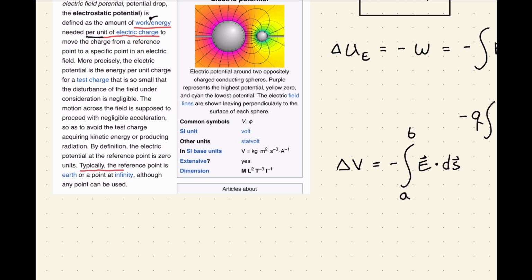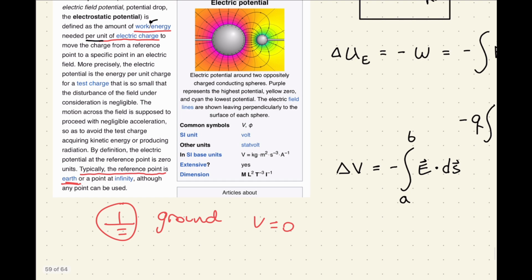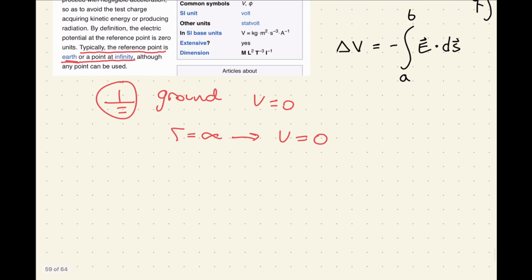Typically, the reference point is Earth. Earth is what's called ground in circuits. Ground has a potential equal to 0, or a point at infinity. So R equal to infinity typically leads to a potential equal to 0, unless in a specific case where the electric field extends to infinity.